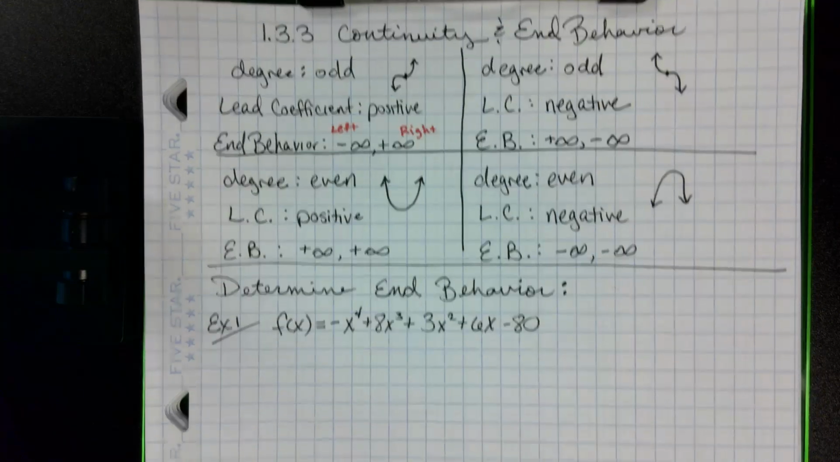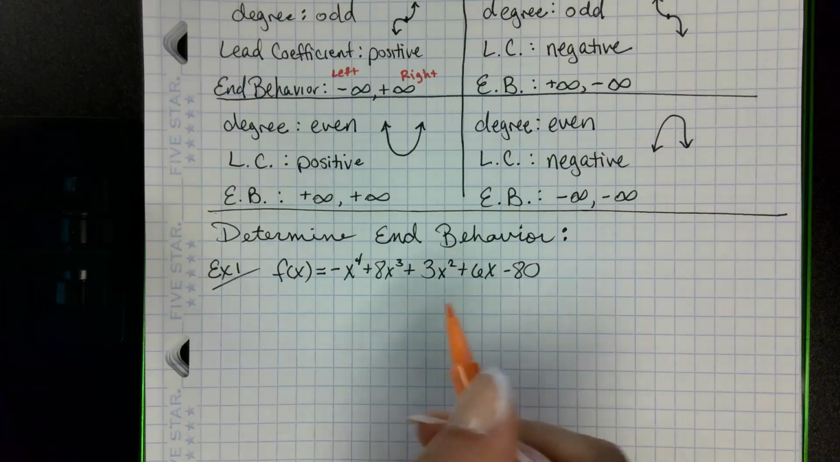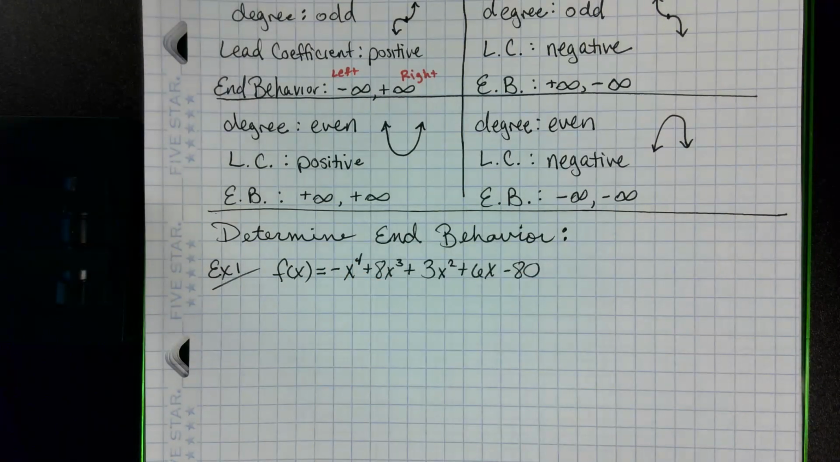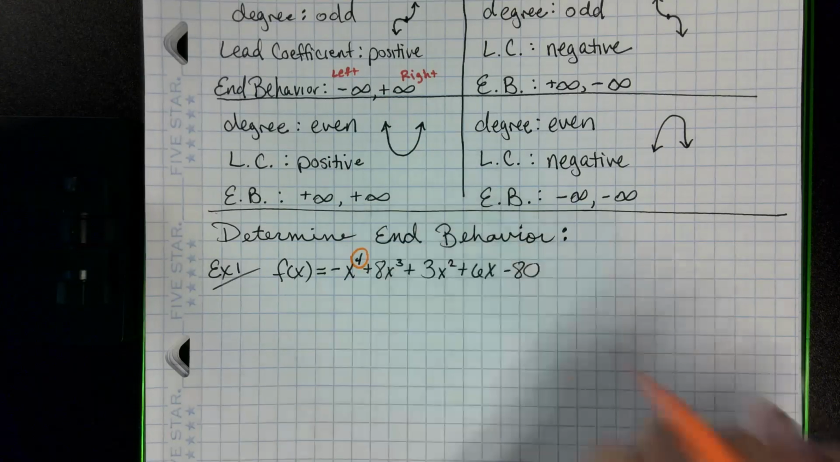All right. So we're going to use that information to determine end behavior. For the first example, we have f of x equals negative x to the 4th plus 8x to the 3rd plus 3x squared plus 6x minus 80. Really all we need to look at, because we're only determining end behavior, is the highest degree. And you do need to make sure you're in standard form. The book might throw one that's not in the right order, so then first you would need to reorder it. The highest degree in this one is a 4.